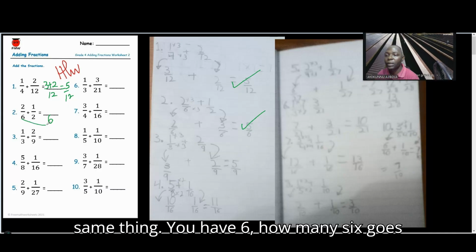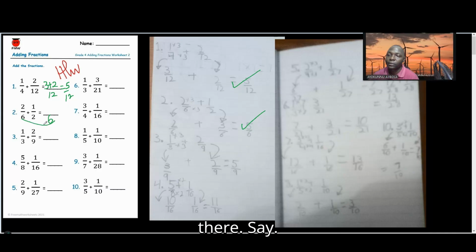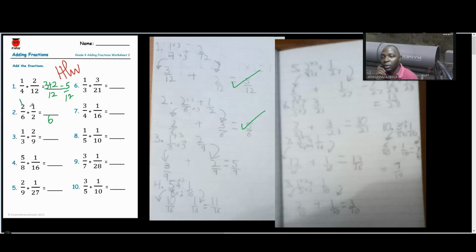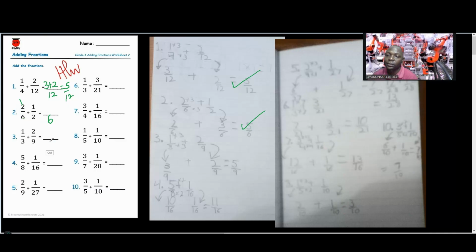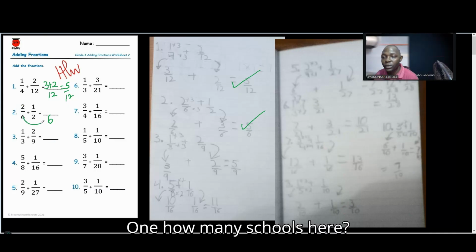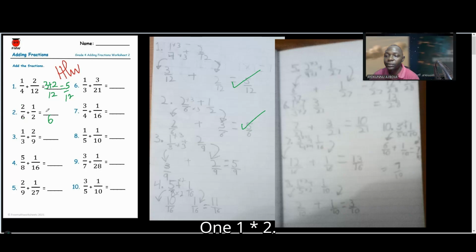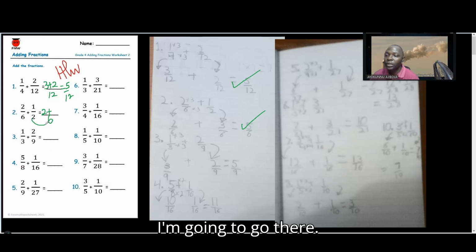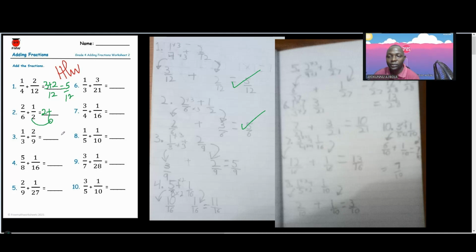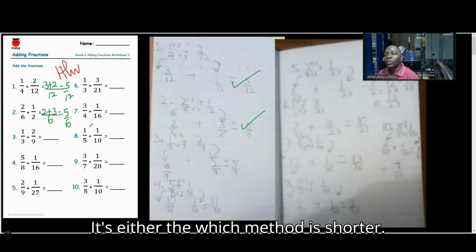You have 6. How many 6 goes here? 1. 3. How many 6 goes here? 1. 1 times 2, 2. How many 2 goes here? 3. 3 times 1, 3. What do you get? 5 over 6. So which method is shorter?